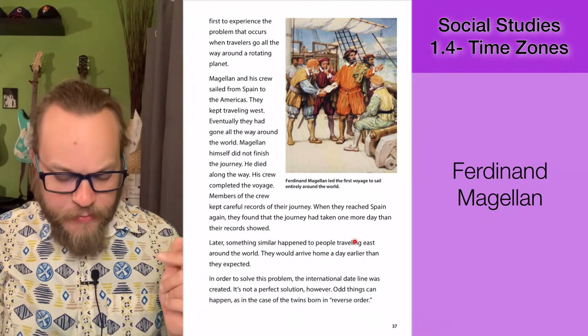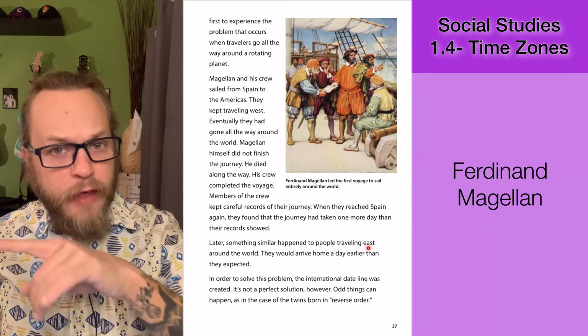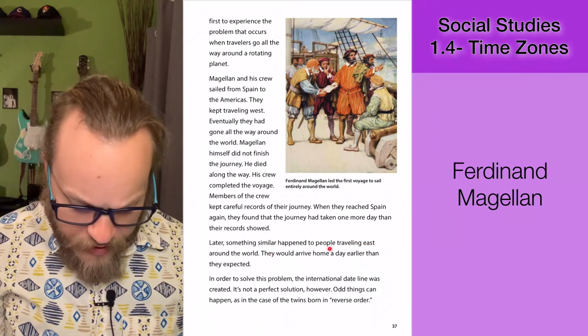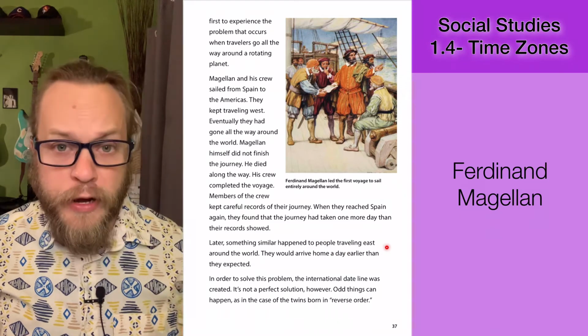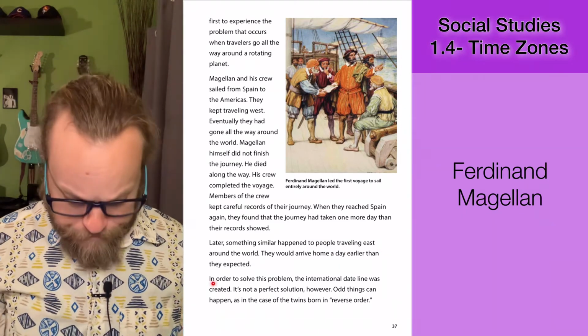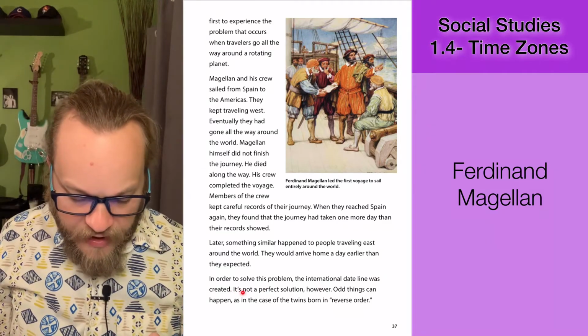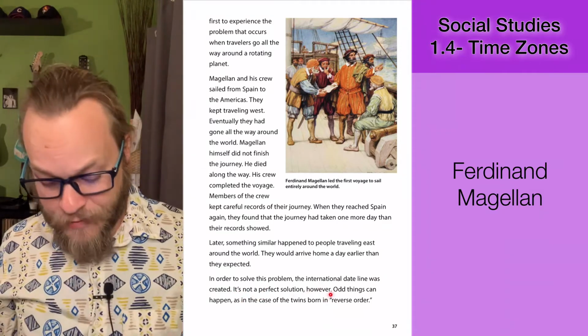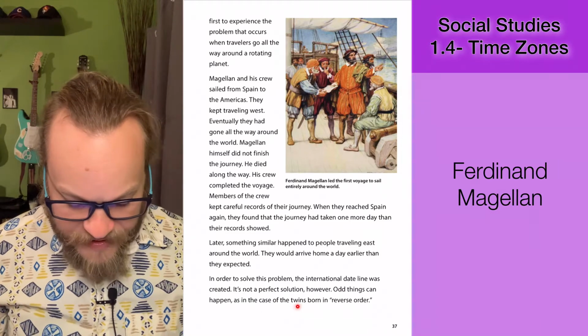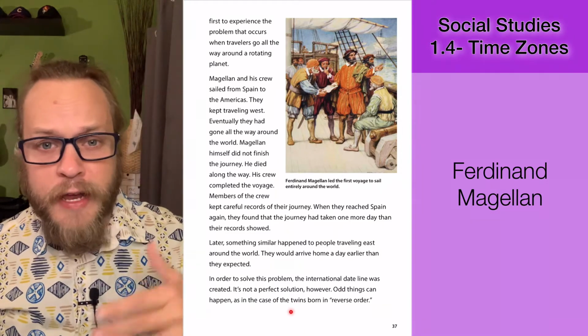Later, something similar happened to people traveling the opposite way, east, around the world. They would arrive home a day earlier than they originally expected. In order to solve this problem, the International Dateline was created. It's not a perfect solution, however. Odd things can happen, as in the case of the twins born in reverse order.